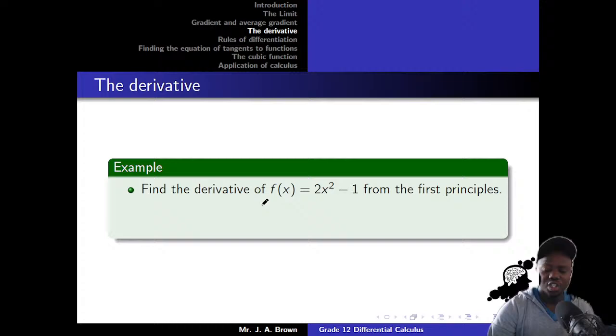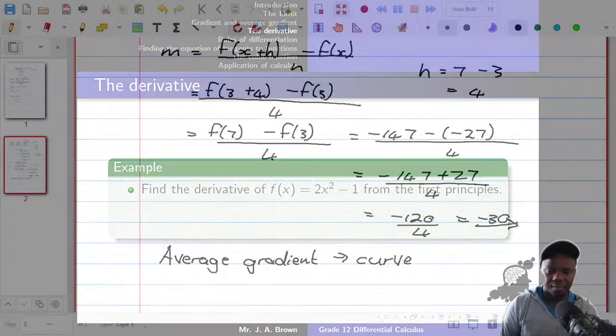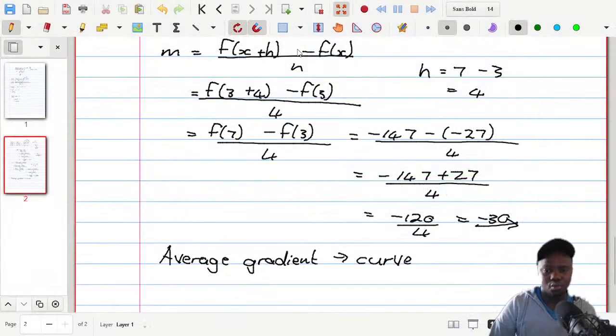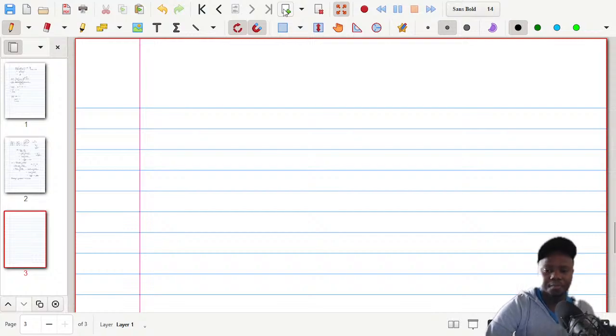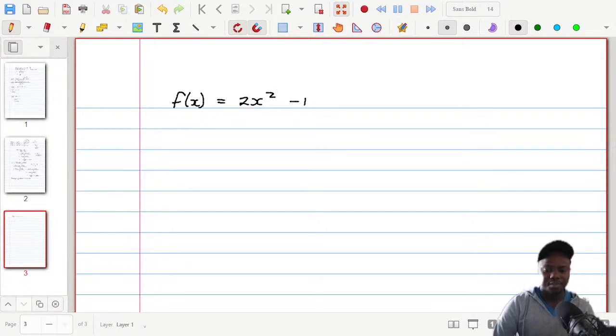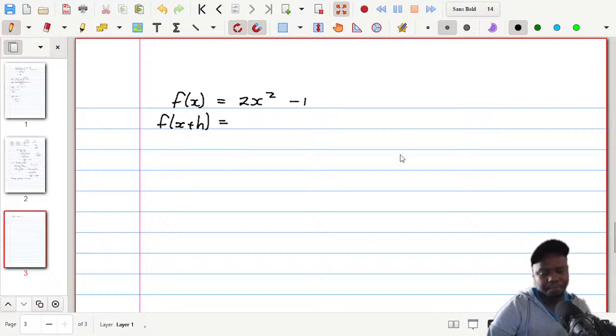So the first question says we're finding the derivative of f of x equals 2x squared minus 1 from the first principles. Let's see how we would go about doing this. So we have f of x is equal to 2x squared minus 1. We need to find the derivative from the first principles. My suggestion is always, for the sake of safety, always calculate f of x plus h separately.